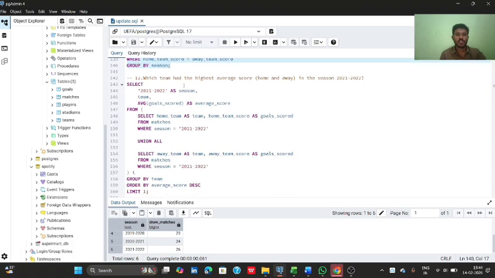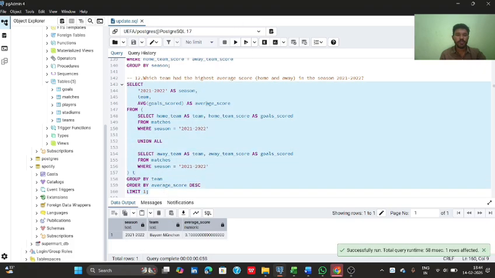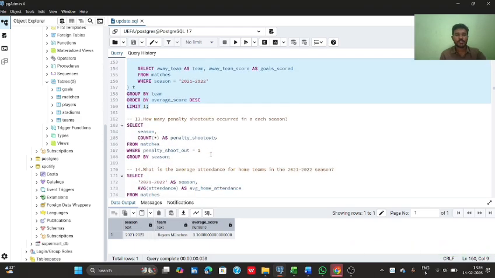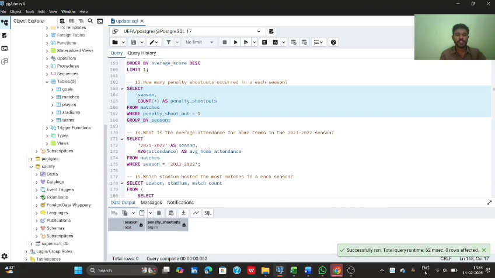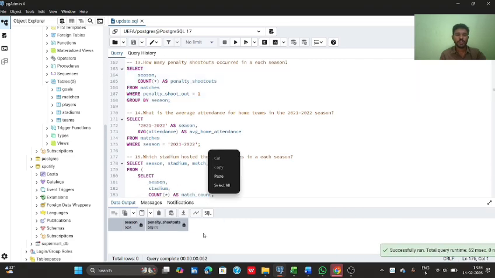And next one is which team had the highest average score, home and away win in the season 2021 to 2022. Here I mentioned limit 1. That's why it is showing only 2021 to 2022, and the average score is 3 point something. And next one is how many penalty shootouts occurred in each season. Because there are no shootouts, it will show empty.